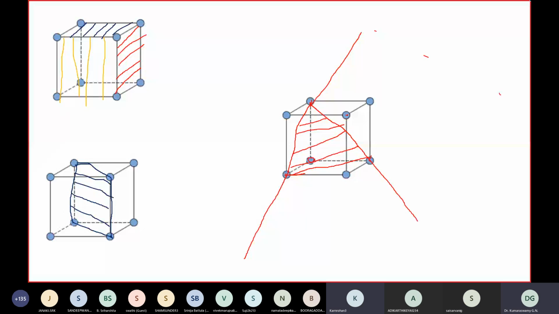Sir, what are the different ways to construct a crystal lattice? Sir, what is the third point you said? This extension of stacking of lattice planes, arranging or representing.